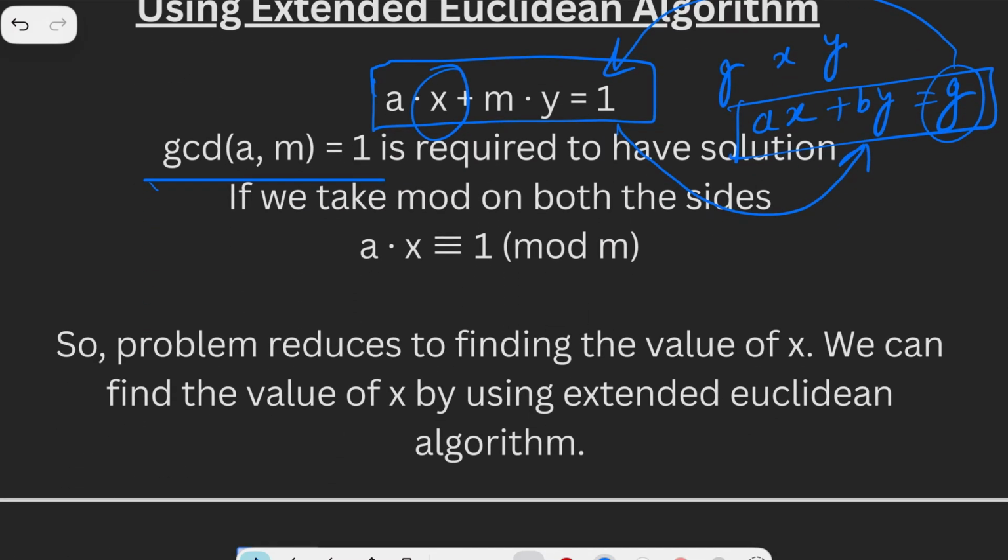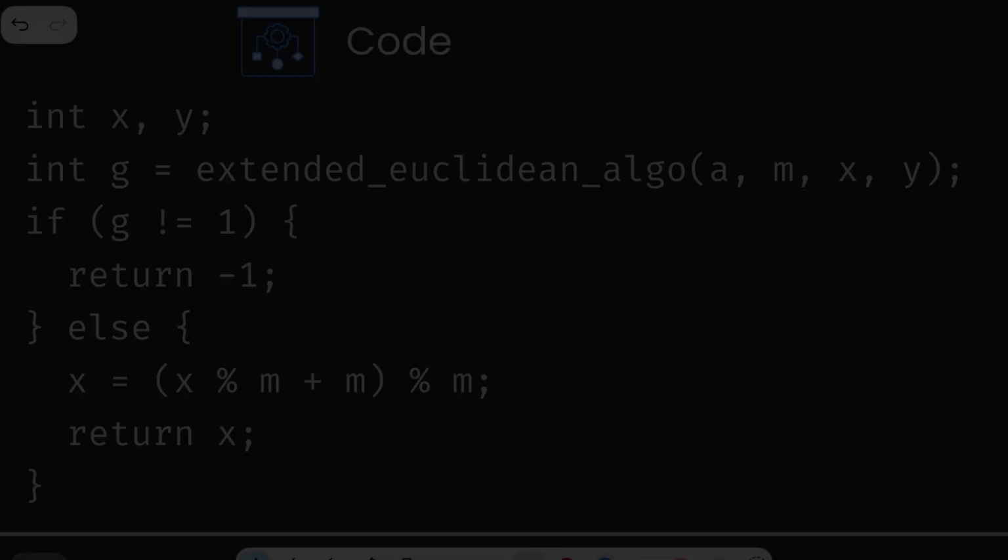Please watch the extended Euclidean algorithm video if you haven't gone through that particular topic, or if you are unable to understand it. First go through that video, come back here, watch this again, and if you are still unable to understand, please do comment. I will make a separate video explaining every single thing here, right? Let's look at the code.